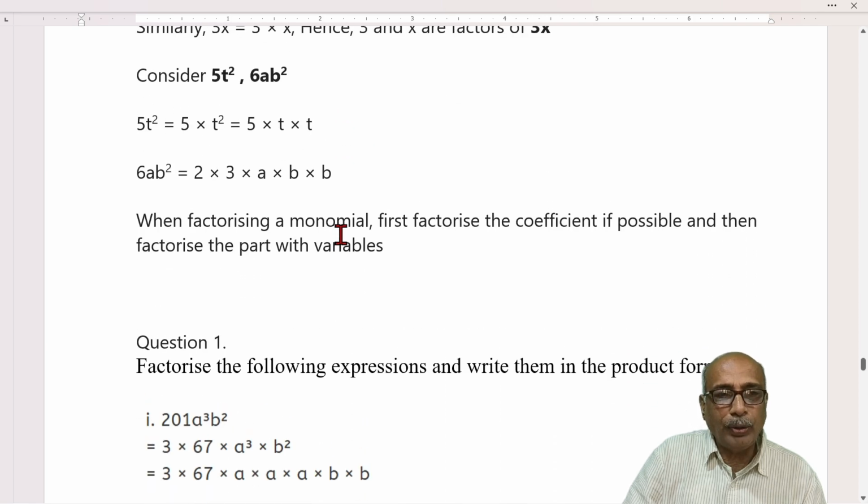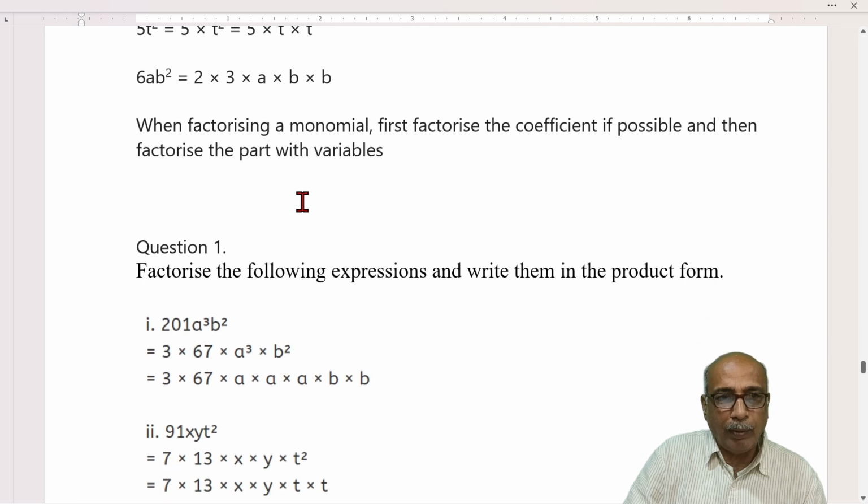Consider 5t square and 6ab square. For 5t square, the factors will be 5 into t into t. And for 6ab square, the factors will be 2 into 3 into a into b into b. When factorizing a monomial, first factorize the coefficient if possible and then factorize the part of the variables.